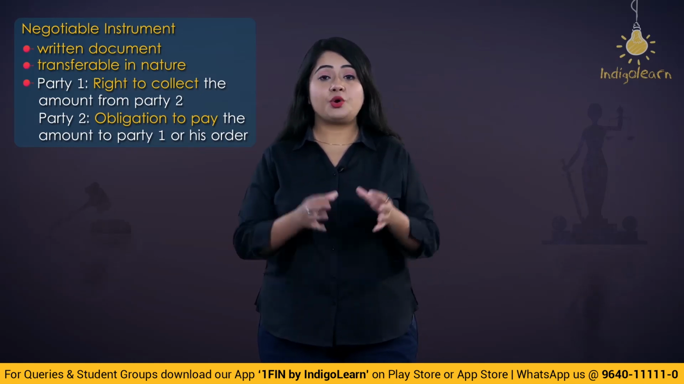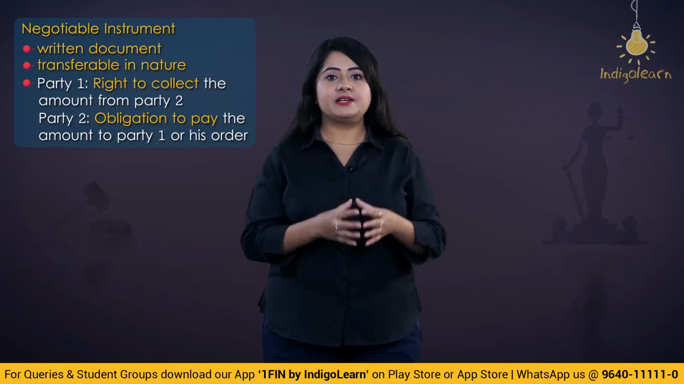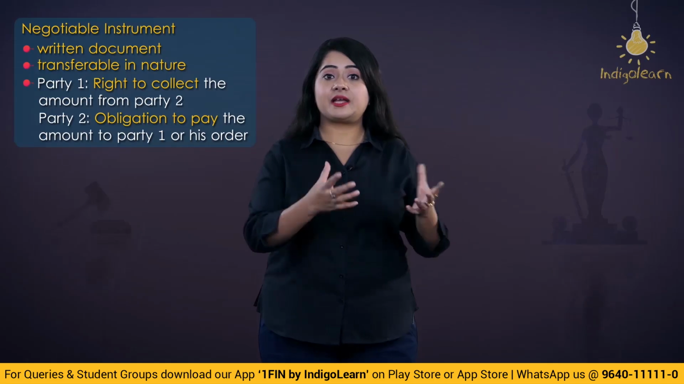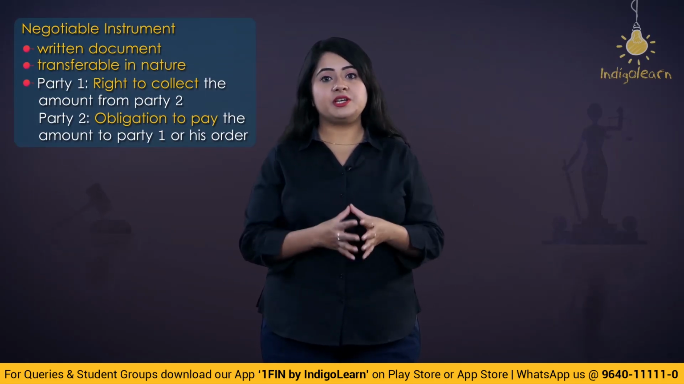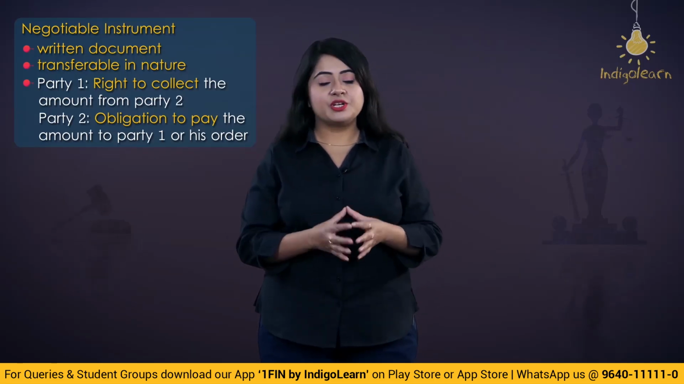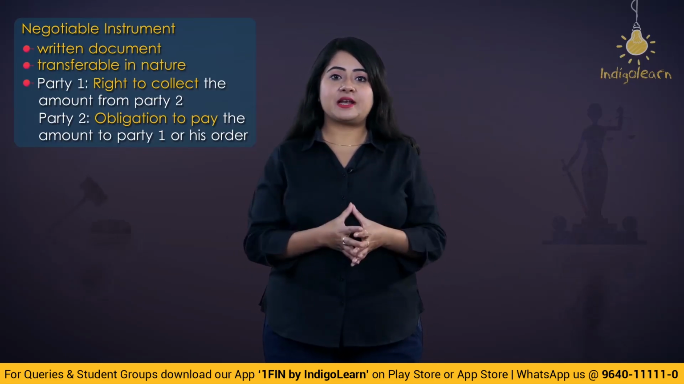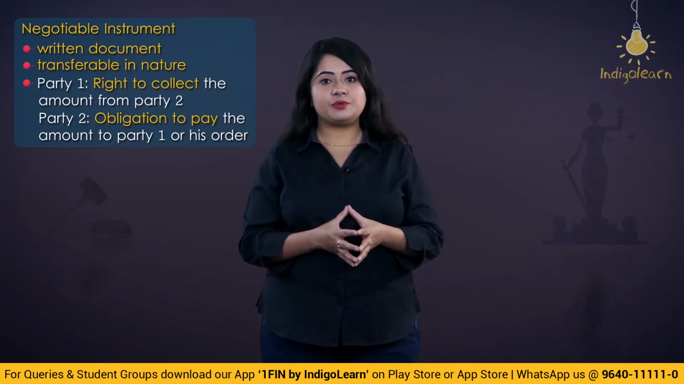The second feature of a negotiable instrument is that one party's right is created, the right to collect the money from the other party, and the second party's obligation is created to make the payment to the first mentioned party or to his order. So basically rights and obligations of parties are created through this instrument. That is the second feature of a negotiable instrument.